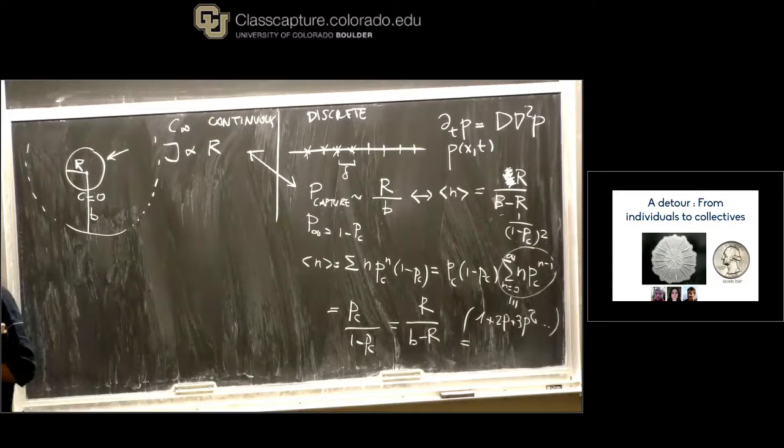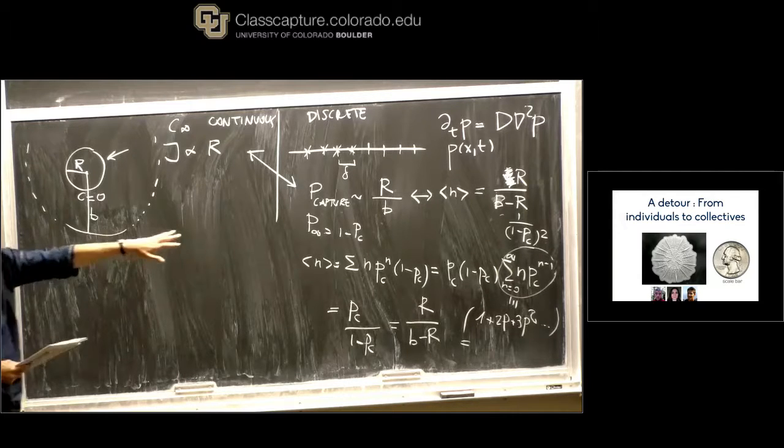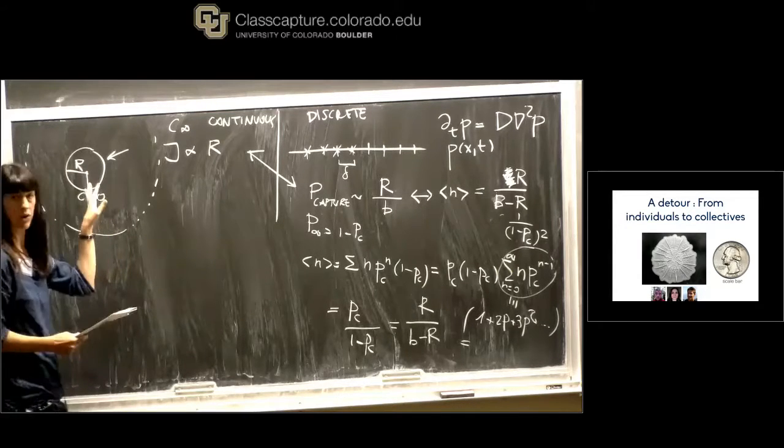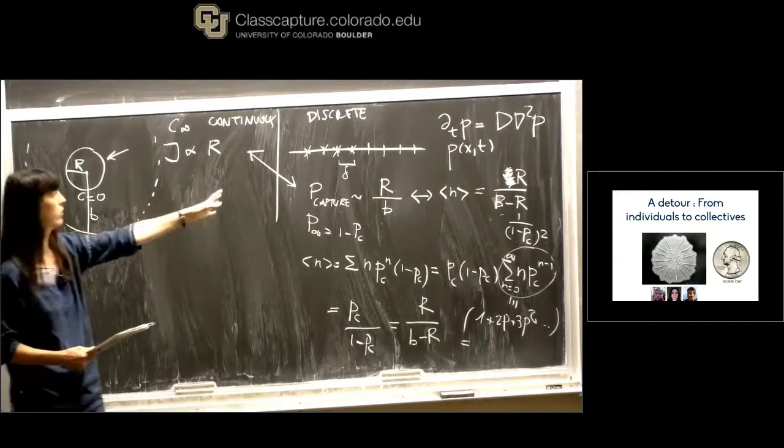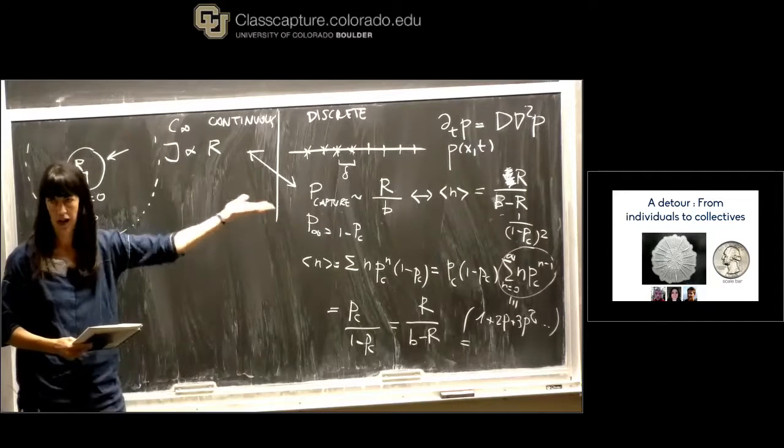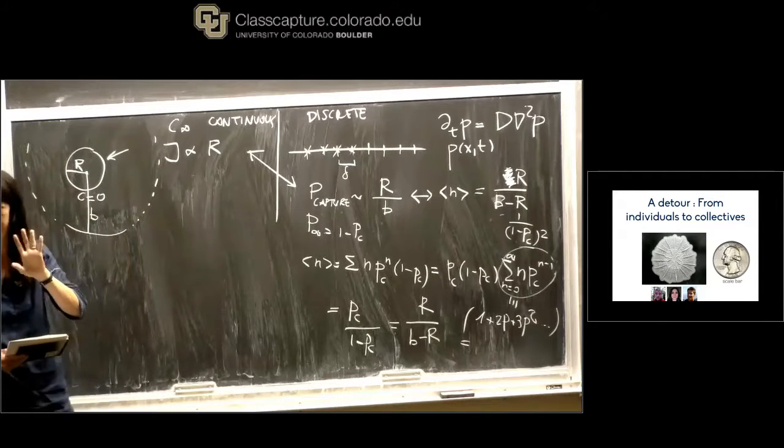Yes? R over B is independent of dimension, like the problem? No, it depends on the dimension, definitely. This is in 3D. This is in 3D because this is spherical. I don't know how it looks in 2D, but you can calculate it for a circle, that's for sure.